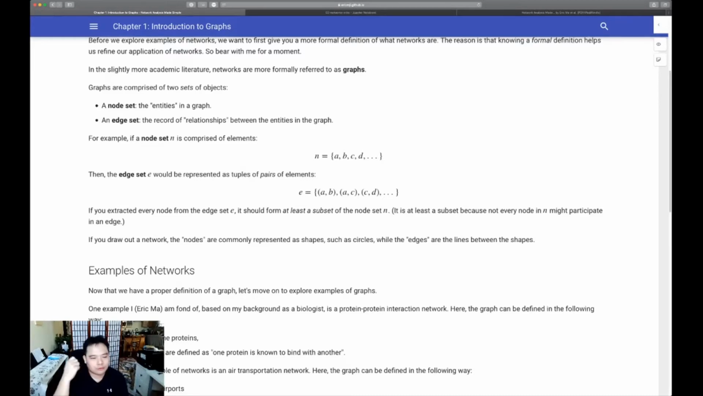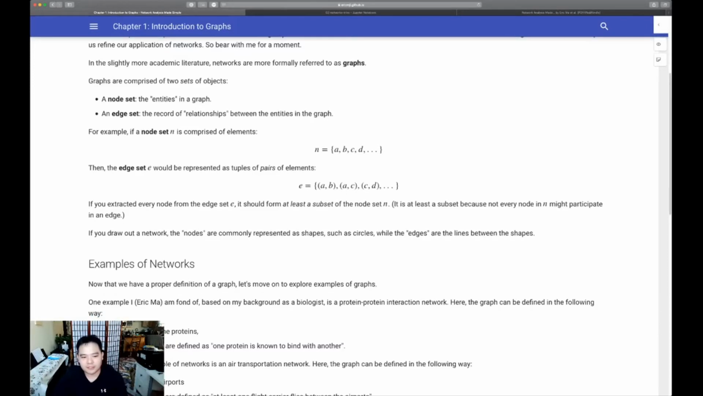Now, if you draw out networks or graphs, the canonical way that we draw them is such that the nodes are circles. The nodes are our things, and then edges are lines between those things. All right, and we'll see in a later chapter how you can make graph visualization that much better than the hairballs that you might have been exposed to in the past.